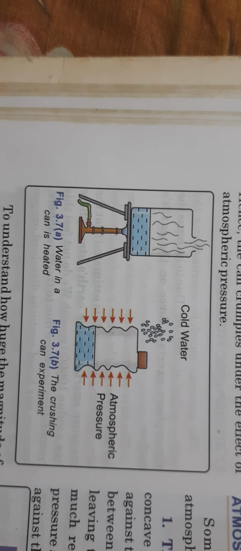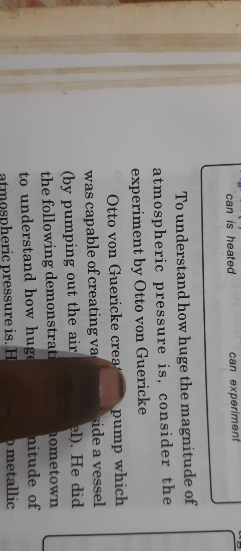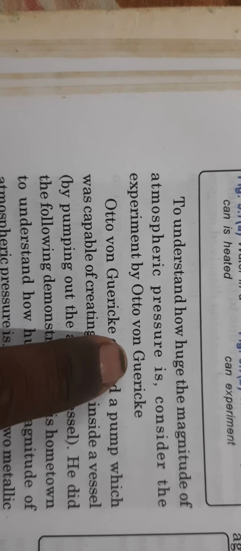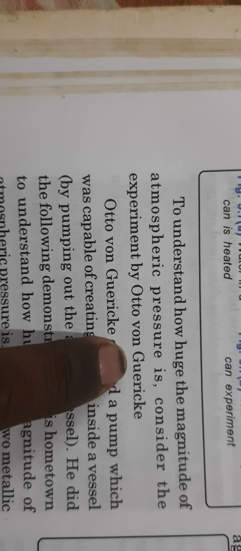The next experiment which proves that there is atmospheric pressure is the experiment known as the Otto von Guericke experiment. Otto von Guericke was a German scientist. This particular scientist had conducted this experiment. Now in this experiment what he used was this.